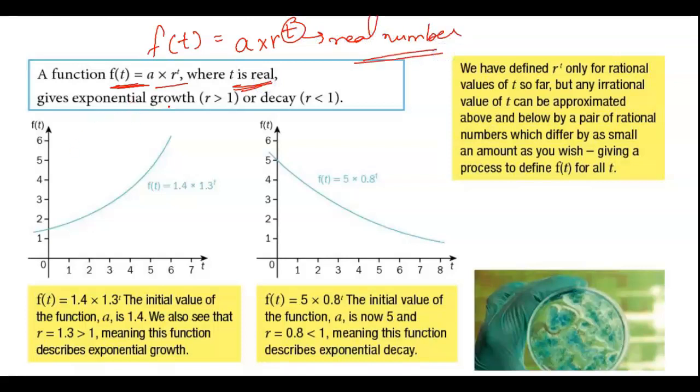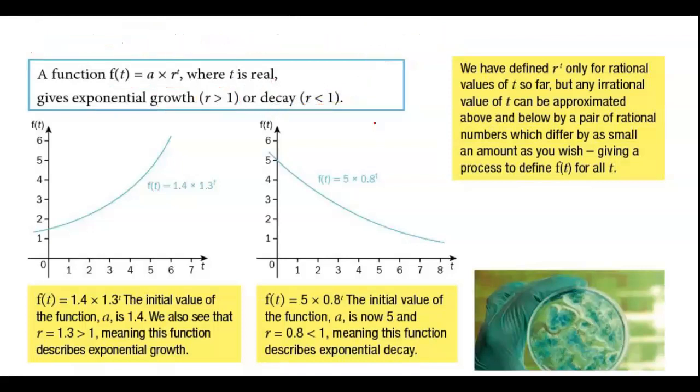It gives exponential growth, meaning the value increases, when r is greater than 1. R greater than 1, then the function increases, and that gives us exponential growth. But when r is less than 1, it gives us decay, that is the decrease in the value of the function when r is less than 1.